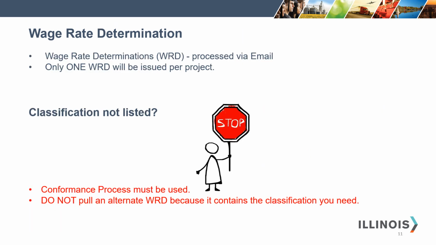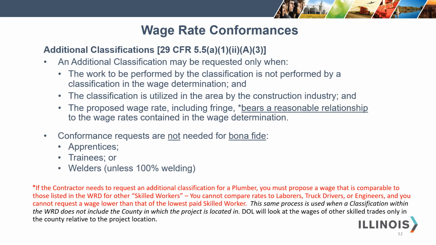Wage rate determinations are processed via email. Only one wage rate determination is issued per project. If your classification is not listed, the conformance process must be used. The grantee or administrator is not allowed to pull an alternate wage rate determination because it may contain the classification you need. So wage rate conformances, additional classifications, are requested when the work to be performed by the classification is not performed by a classification in the wage rate determination.